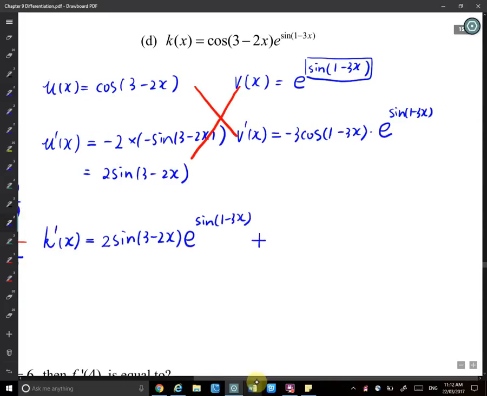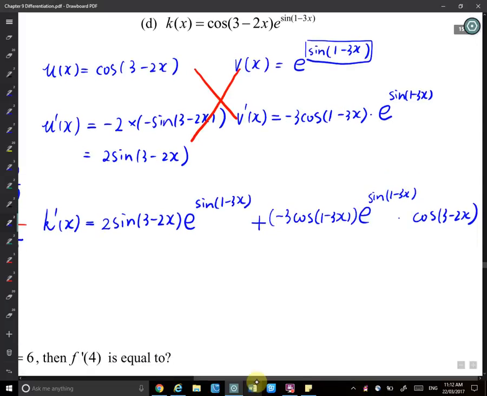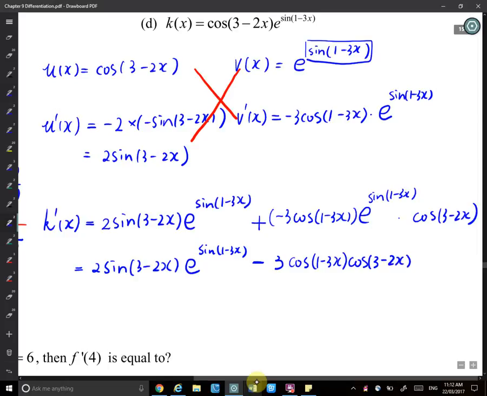plus a negative 3 cosine 1 minus 3x e to the power of sine 1 minus 3x and times cosine 3 minus 2x. That will just become 2 sine 3 minus 2x e to the power of sine 1 minus 3x minus 3 cosine 1 minus 3x cosine 3 minus 2x e to the power of sine 1 minus 3x.